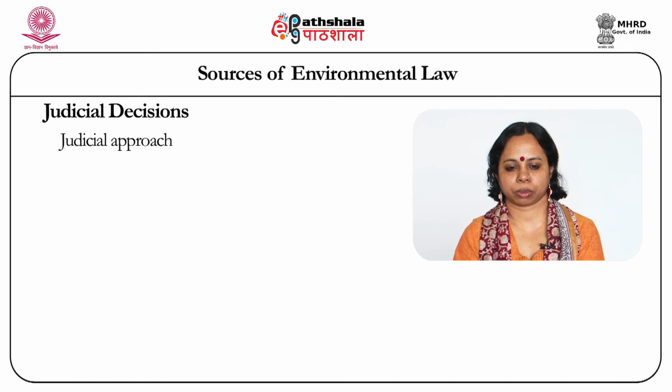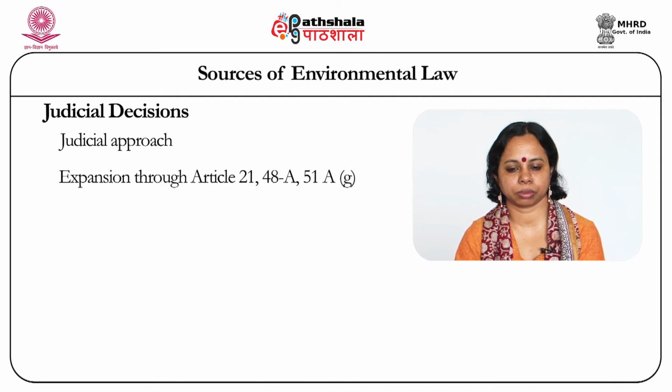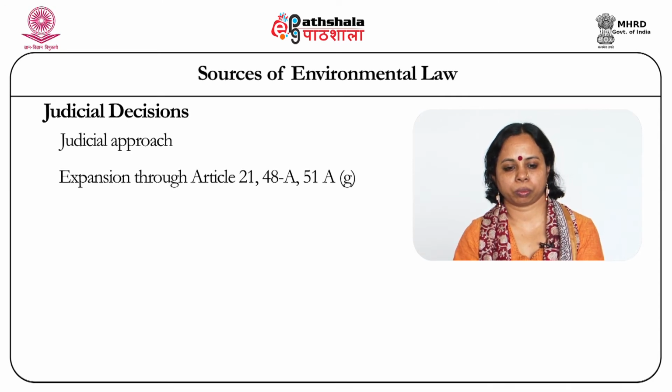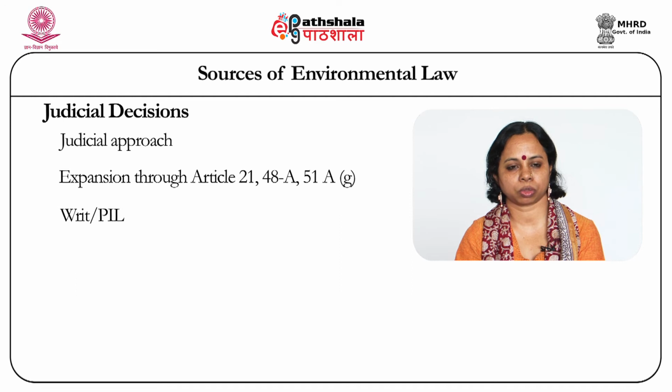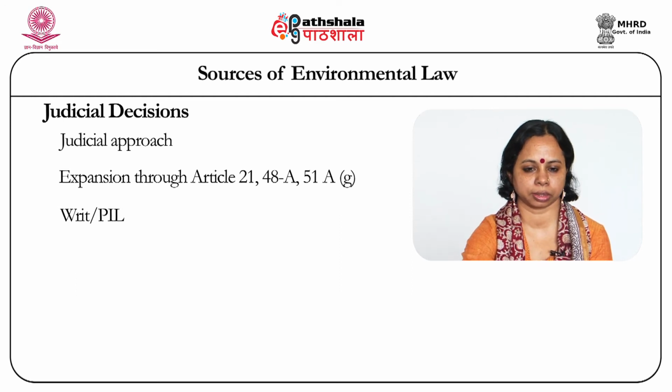But with the increasing awareness about environmental protection, the courts have used the constitutional mechanisms in order to expand the scope of environment protection in this country. For instance, we can see this expansion through Article 21 of the Constitution, which gives a right to life and liberty to the people, Article 48A, which is a directive principle of state policy, and Article 51A(g), which is a fundamental duty. And the means which have been used for securing this right to environment was through writ petitions or public interest litigations in the later years.